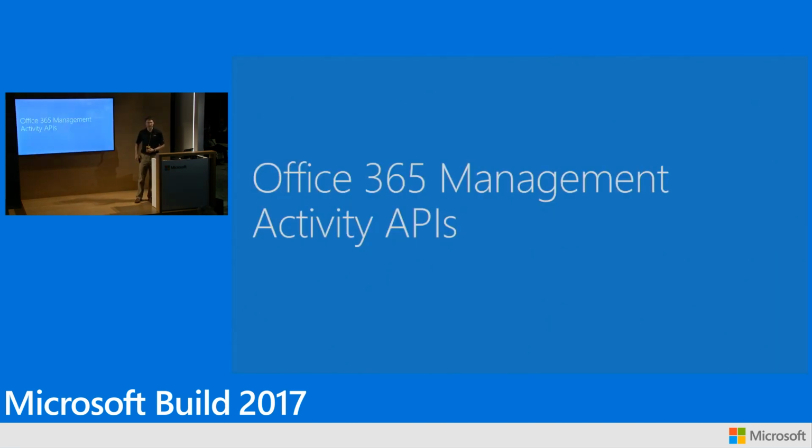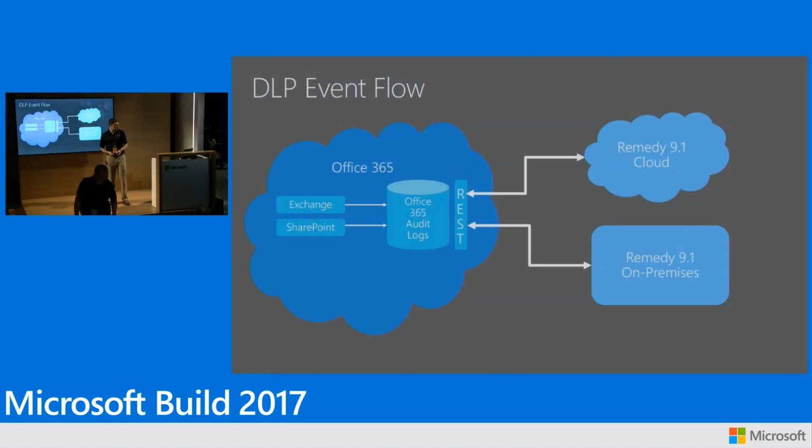So now we're going to talk a little bit about the design and an overview on how we've used the APIs in our product. A typical DLP event flow is the event gets triggered in Exchange or SharePoint and gets sent to the Office 365 audit logs. Once it's in the audit logs, the document or email gets indexed, and then from there, the DLP event is triggered and found, and then available in the Office 365 REST API. And so from our solution, the cloud or on-prem solution, we just go and grab the event from the REST API, and that's how the communication is done.